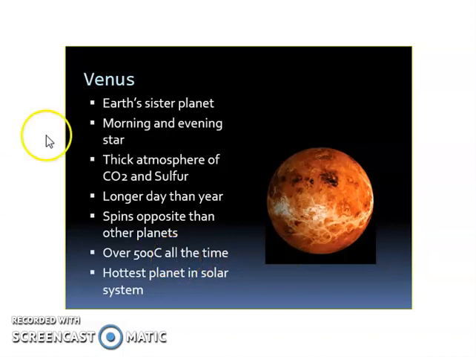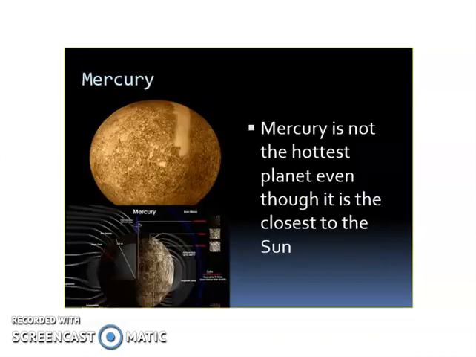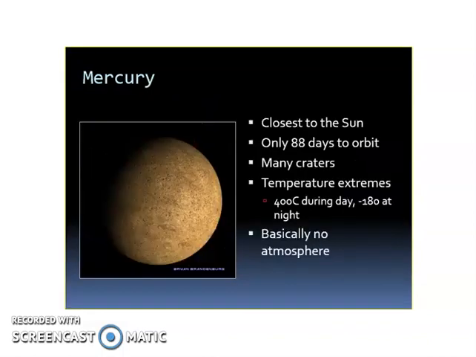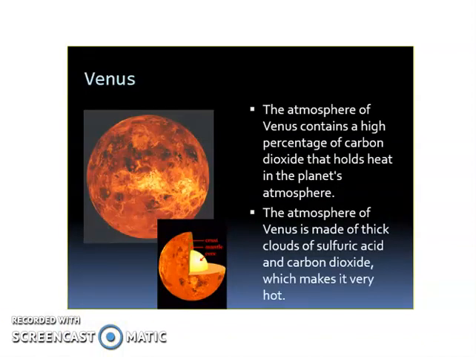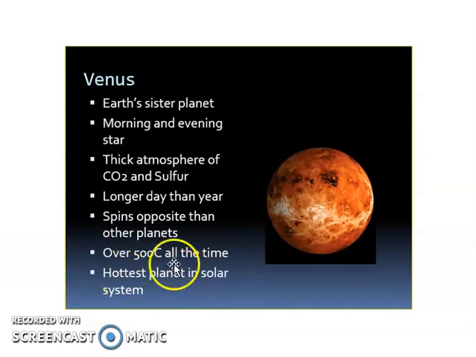Remember that the nearest planet is Mercury, but Mercury is not the hottest planet because the temperature of Mercury, as you remember here, is 400 degrees in the morning and then at night it's negative 180. But in Venus, the temperature is 500 degrees Celsius. This is the hottest planet because of the sulfur in the atmosphere.